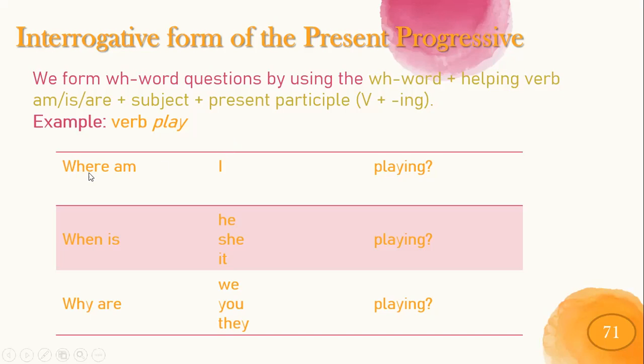Example: where am I playing tennis next week? When is she playing soccer? She is playing soccer next week. When I say when, I mean the time. When I say where, I mean the place. Or what, or why. For example, why are we playing soccer at this moment? So you see, you just start with the WH word, then the helping verb, then the subject, then the main verb, then the completion of the sentence.